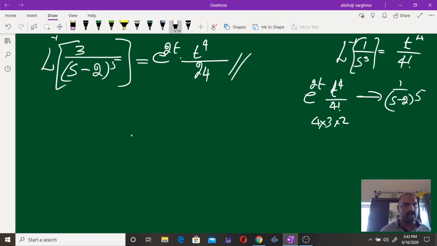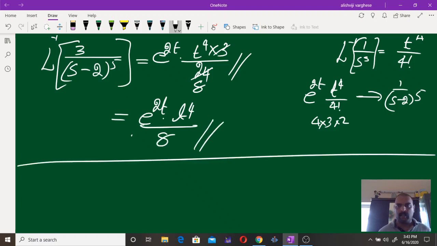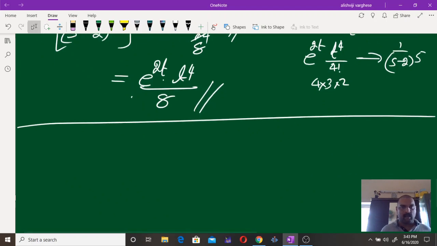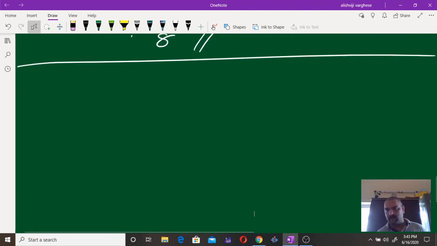And okay, here we have a 3. So we can make one more step of simplification. It is 8. So it is e raised to 2t into t raised to 4 all divided by 8. So that is our required inverse Laplace transform. So that is how we use the shifting theorem to calculate the inverse Laplace transform of functions.